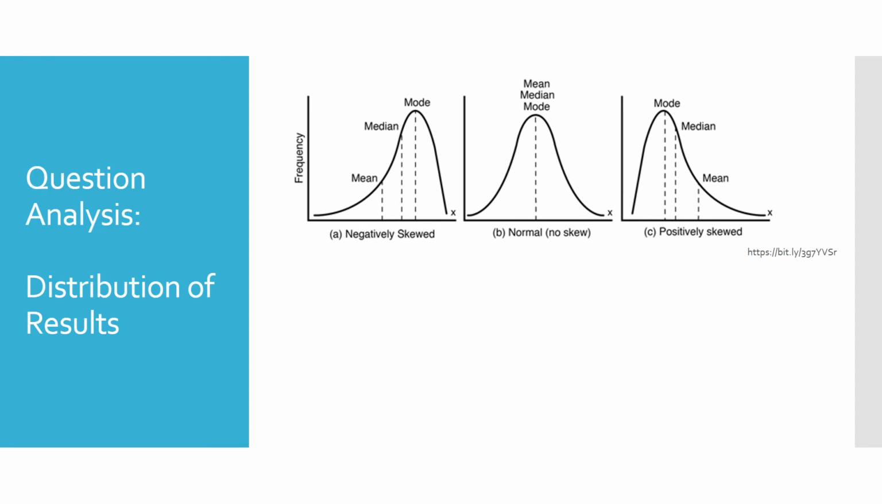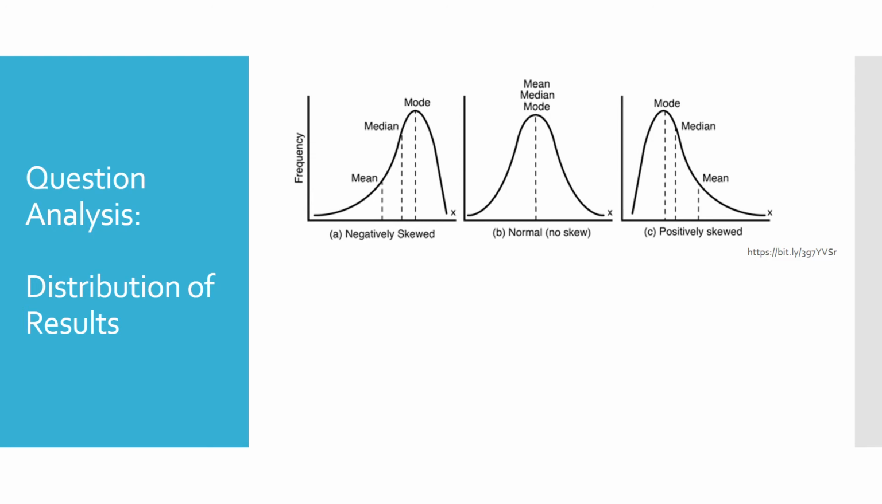This graph above is showing three different distributions of grades. We have frequency on the y-axis and the grades on the x-axis. In the middle is our normal distribution, where we have our normal curve with 95% of grades falling within 2 standard deviations of the mean, and the mean, the median, and the mode are all the same value.